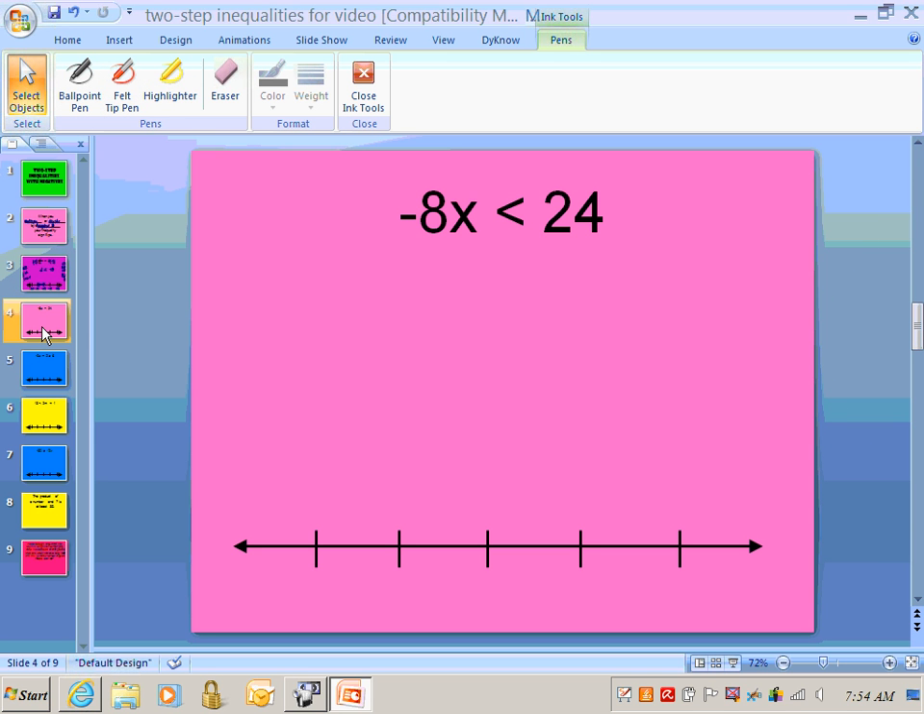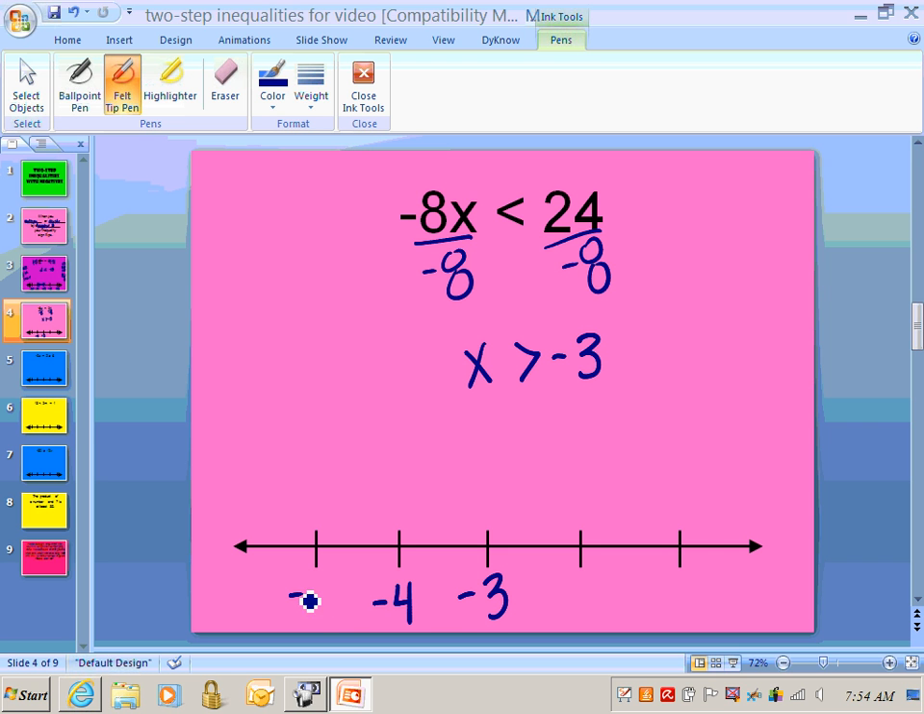Next example. I would solve this by dividing by -8. So if I divide by a negative number, my sign needs to flip. I have X on this side, -3 over here. So -3, -4, -5. Since it's not equal to, I'm going to leave it open. And a number that would fit here, a number bigger than -3, is -2. -2 has a higher value than -3.